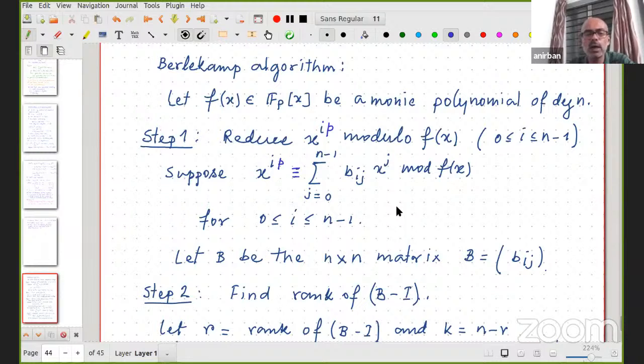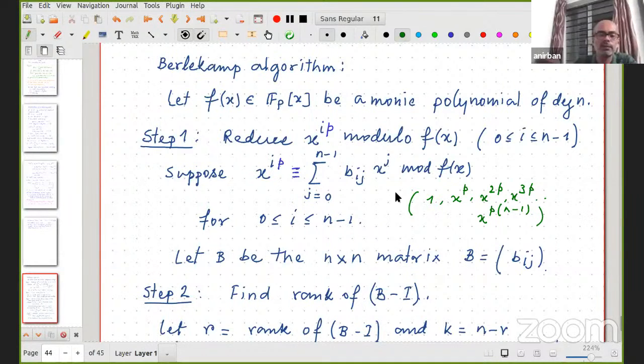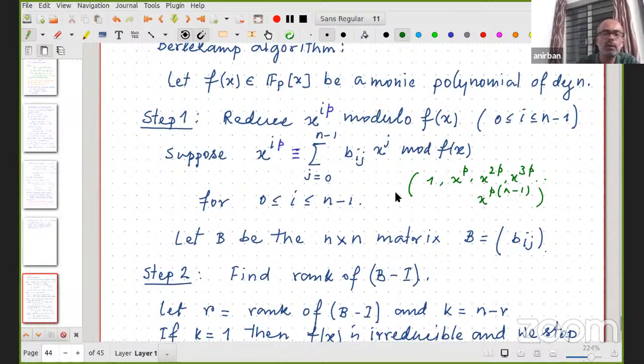So reduce x to the ip. In fact, the first one is just 1, so there is nothing to do. Then you look at x to the p, x to the 2p, x to the 3p, and so on, depending on what the degree of f is, and finally p times n minus 1. So you look at these powers and reduce them modulo f(x). The first step is just simply polynomial congruence, and note down these coefficients, as they are required for the next step. The next step is to form the matrix. So if B is this matrix, we write down this coefficient matrix, and the first thing is to find the rank of this.